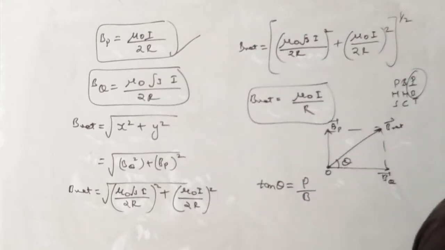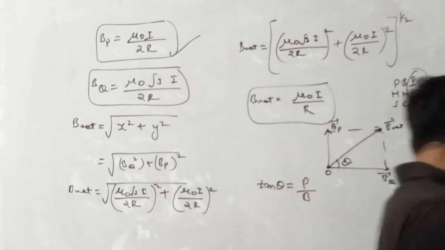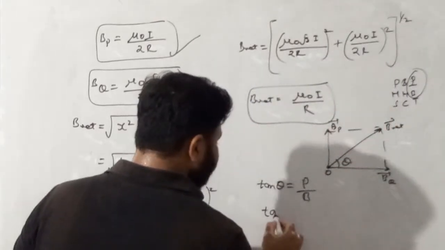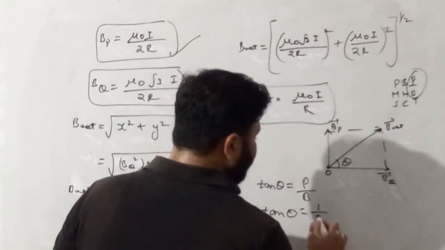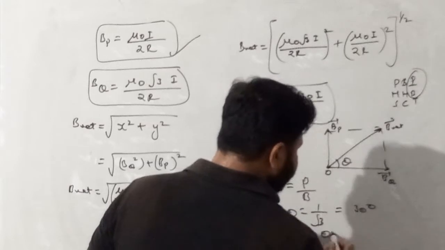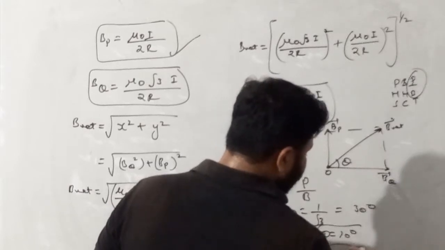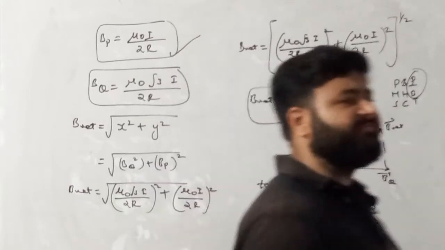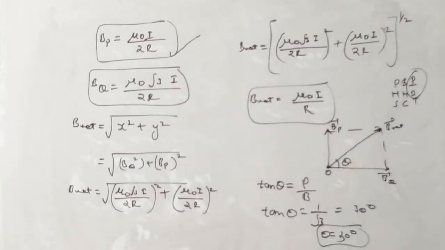So tan theta is 1 by root 3. So tan theta must be equal to 1 by root 3, which means theta is 30 degrees. So the direction of net magnetic field is theta equal to 30 degrees. I hope you all understand this concept as well.